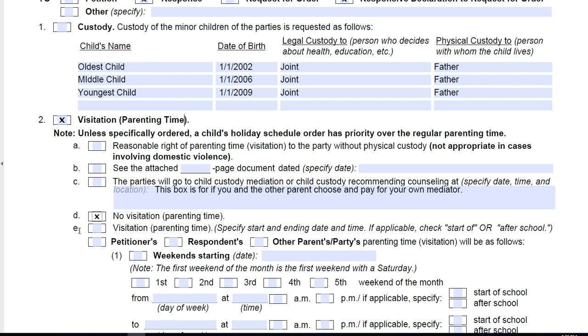Okay, down to D, no visitation. So let's say that you believe that the other parent is engaged in some sort of behavior that is harmful to your children and you don't want your children to be around that. Mark box D for no visitation. And if the court agrees with you, that means that the other parent will have no right to see the children. If you believe that this would be appropriate for safety concerns, then please check this box.